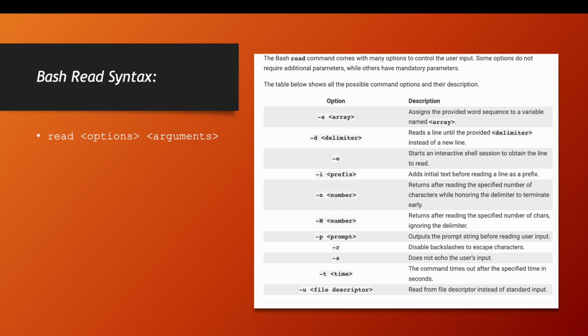The syntax is very simple: read, options, and whatever arguments you have to pass. The bash read command comes with many options to control the user input. Some options do not require additional parameters, while others have mandatory parameters. The table below shows all the possible command options and their descriptions. If you are passing read -a, this means assign the provided word sequence to a variable named array. So if you want the input in the form of an array, you will pass -a.